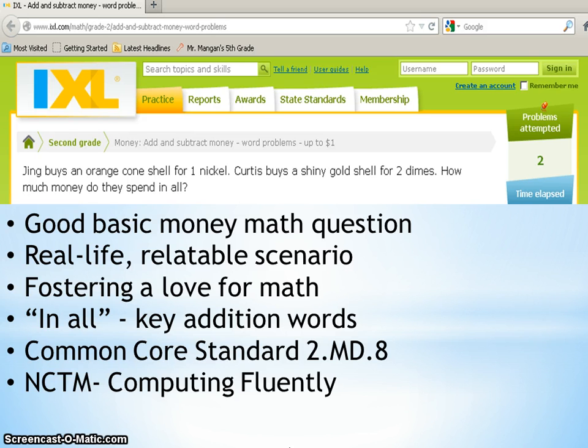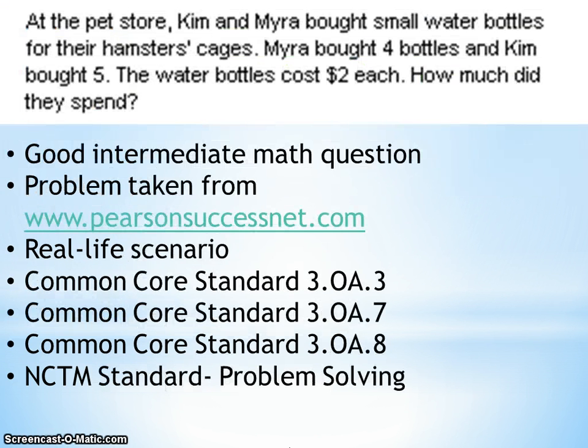And finally, as far as the standards are concerned, it is in line with Common Core Standard 2.MD.8, which deals with working with time and money, and finally the NCTM standard of computing fluently, which deals with the expectation of pre-K to second graders developing and using strategies for whole number computations with a focus on addition and subtraction. And those are the reasons why this is an example of a good basic money math question within elementary. This is an example of a good intermediate math question.